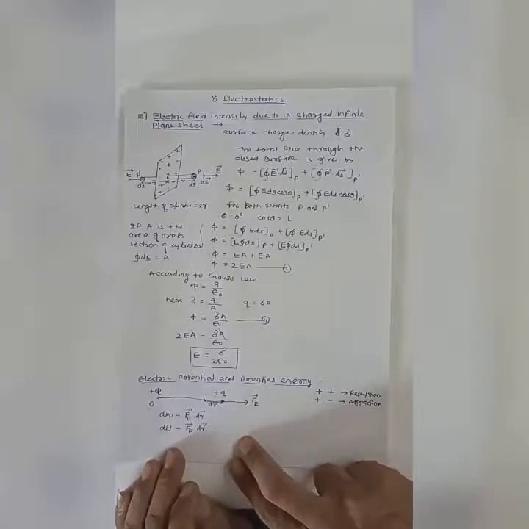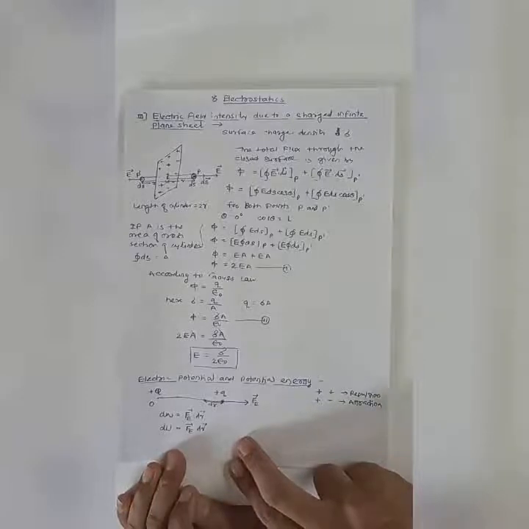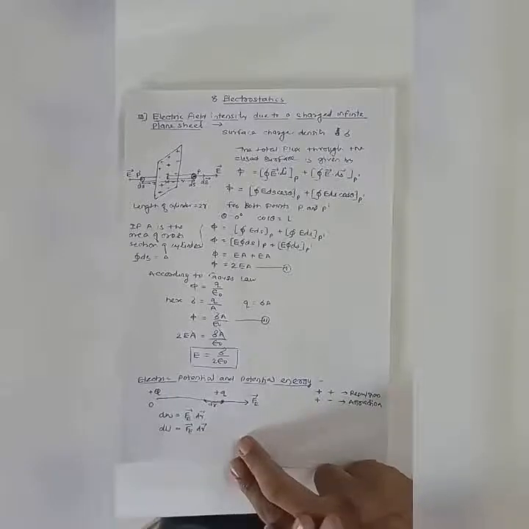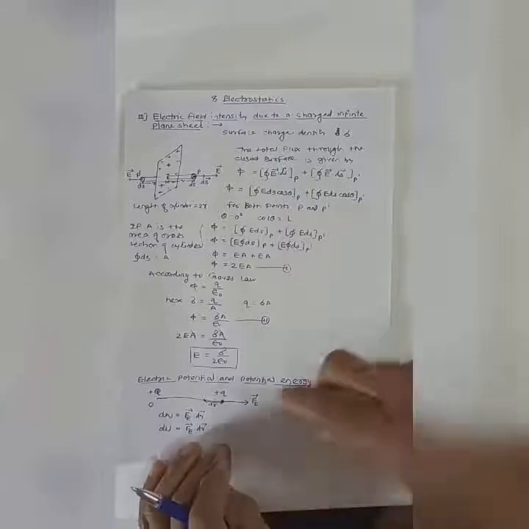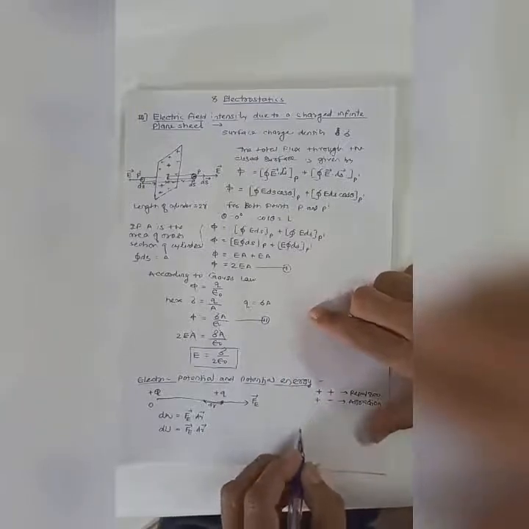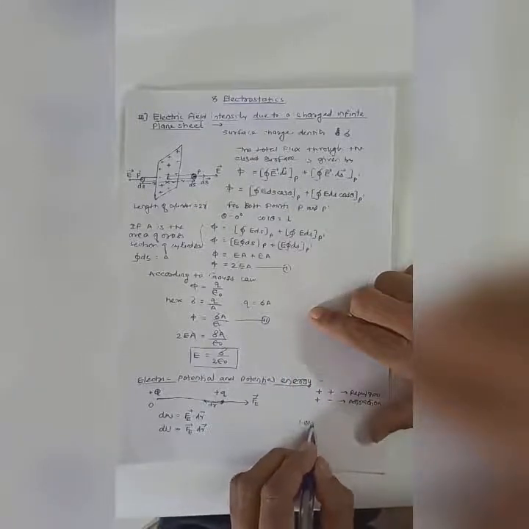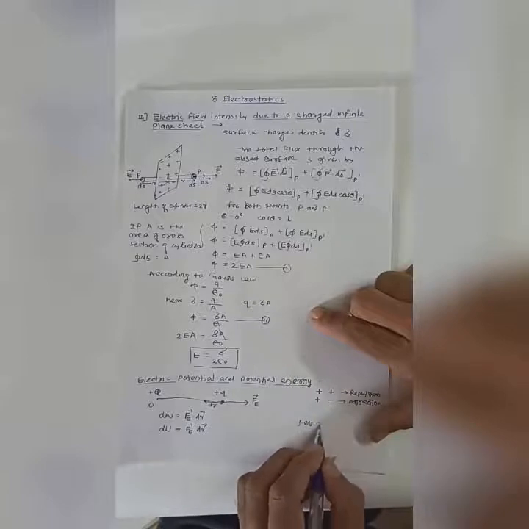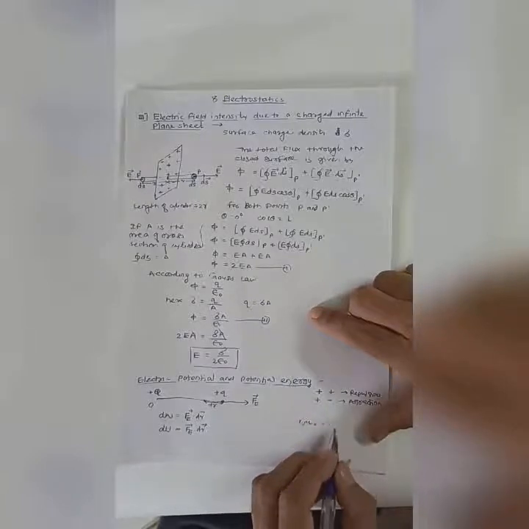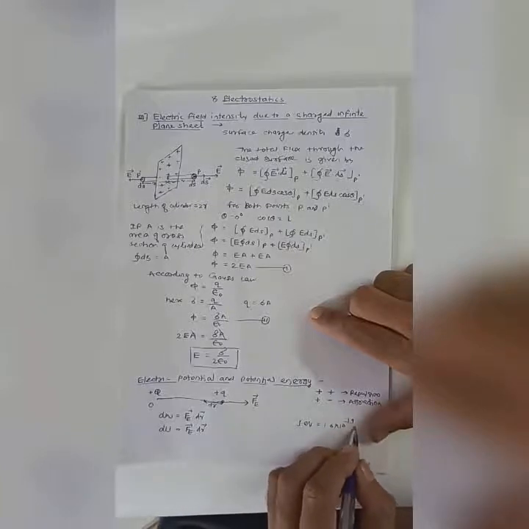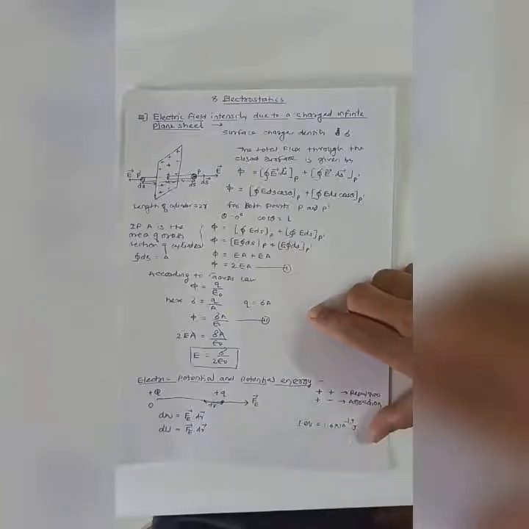The SI unit of electric potential energy is joule. It is also measured in electron volt, and we know that 1 electron volt is equal to 1.6 into 10 raised to minus 19 joule.